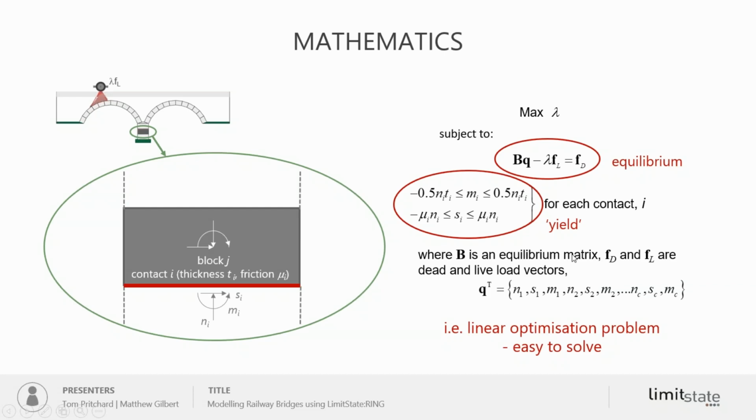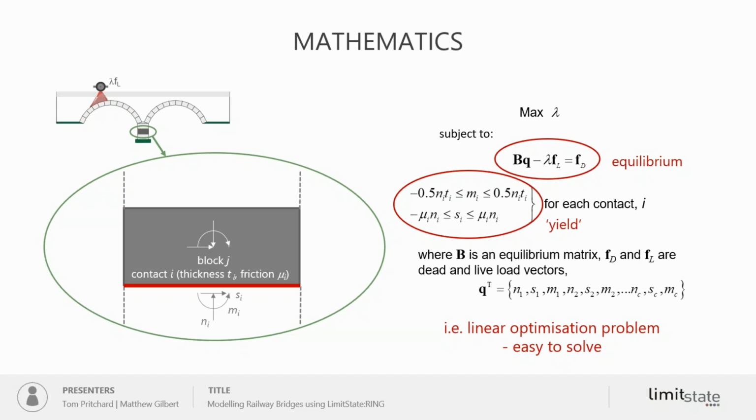In terms of the mathematics, if we're thinking about the ultimate limit state, what we're doing is we're maximizing the load or load factor lambda in this case, subject to equilibrium and yield. And if we think about equilibrium, don't need to worry too much about the equations. We can just say that for each given block in the structure, it must be in equilibrium in the y direction, the x direction, and in the rotational sense. So what are the forces applied to that block?